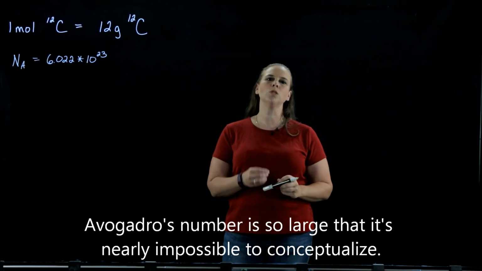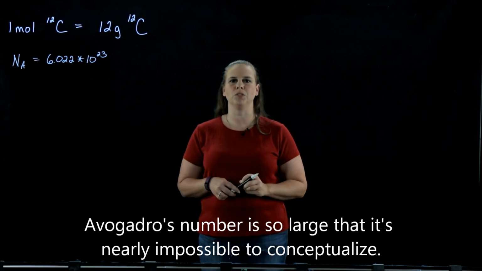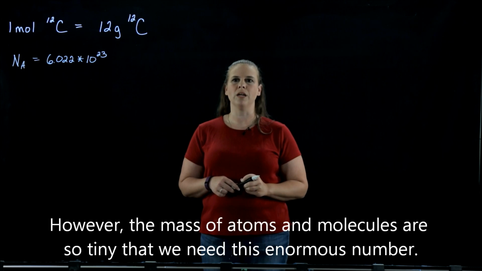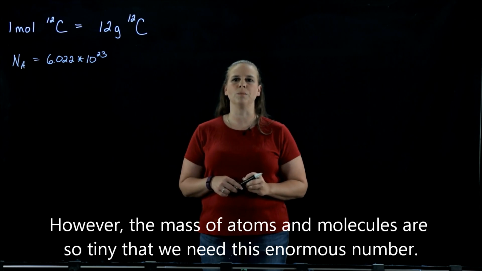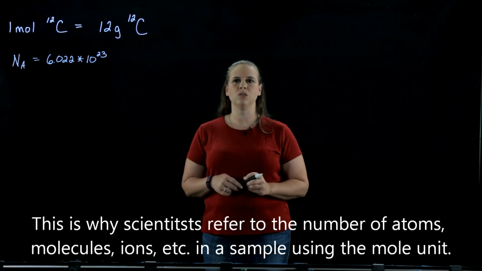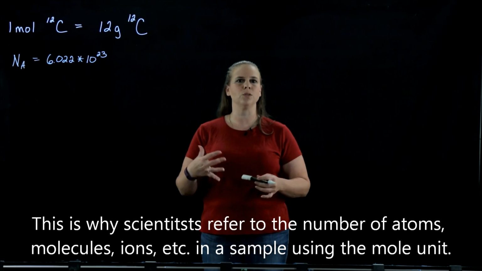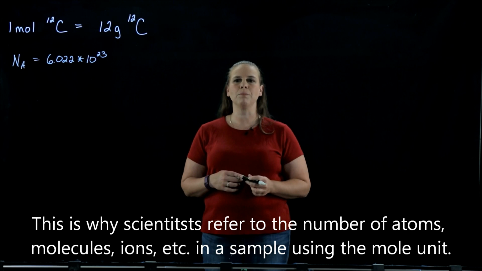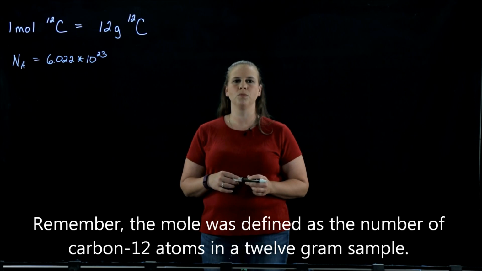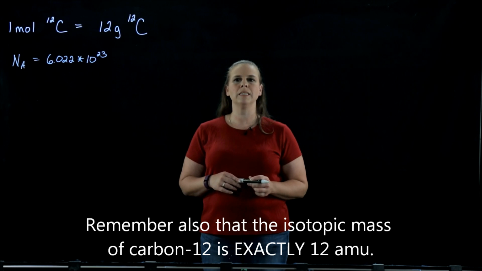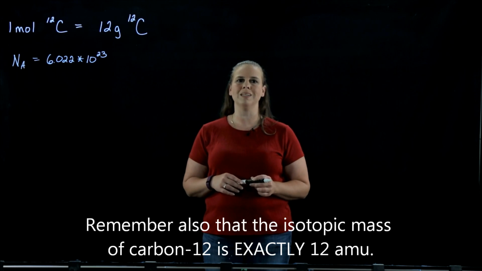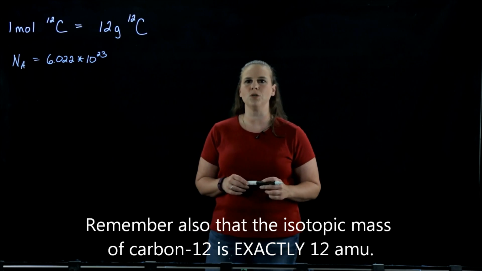Avogadro's number is so large that it's nearly impossible to conceptualize. However, the masses of atoms and molecules are so tiny that we need this enormous number. This is why scientists refer to the number of atoms, molecules, ions, etc. in a sample using the mole unit. Remember, the mole was defined as the number of carbon-12 atoms in a 12-gram sample. Remember also that the isotopic mass of carbon-12 is exactly 12 AMU.